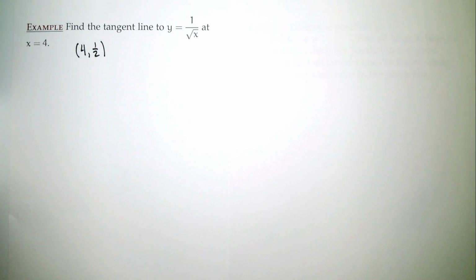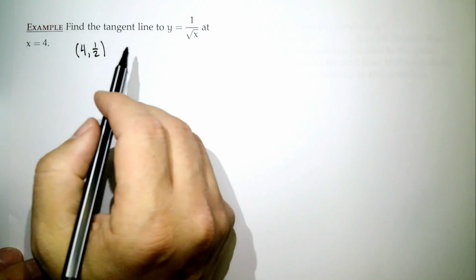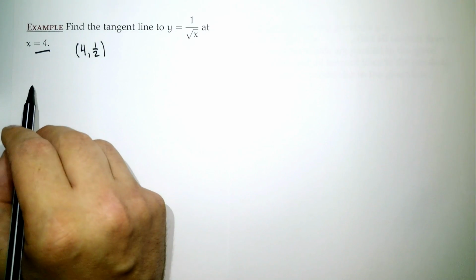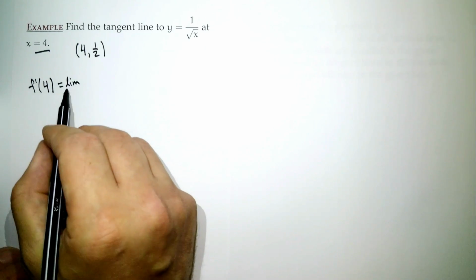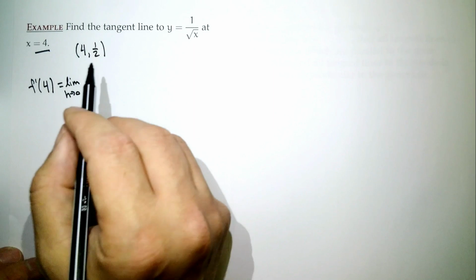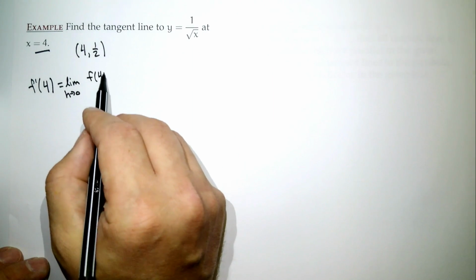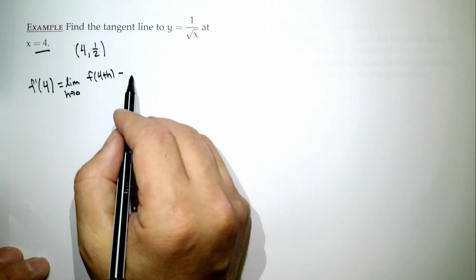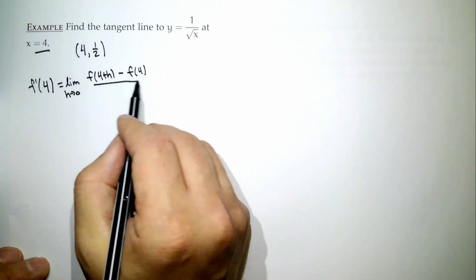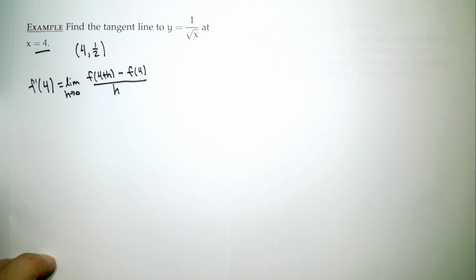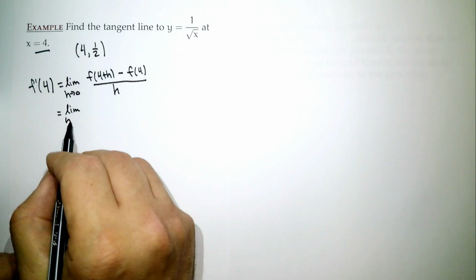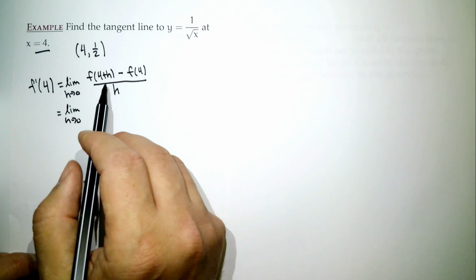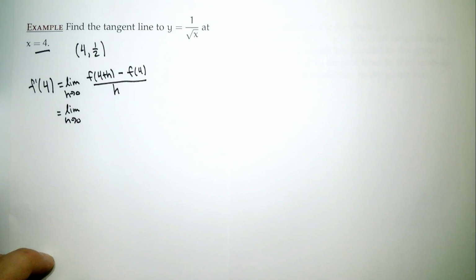All right, we need to find the derivative to help us find the slope. So, the derivative at 4. So we're going to have f prime at 4. That's going to be the limit as h goes to 0 of f of 4 plus h minus f of 4, all over h. So this is the limit as h goes to 0. F of 4 plus h. Well, what will f of 4 plus h look like?